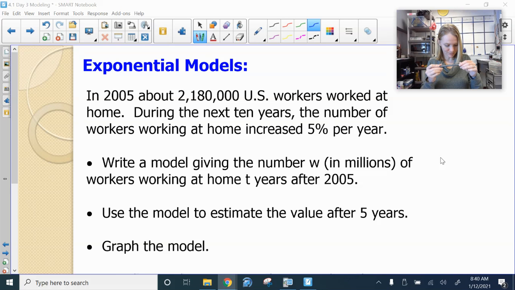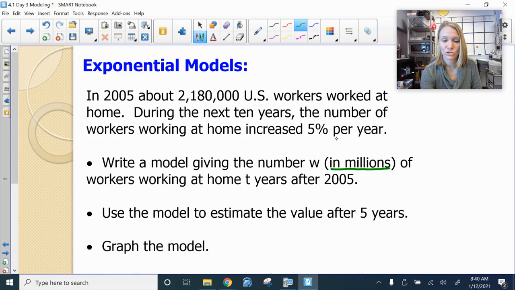Okay, so in 2005, about 2,180,000 US workers worked at home. I think that's a lot more right now. During the next 10 years, the number of workers working at home increased by about 5% per year. And then 2020 hit. Write a model giving the number W in millions of workers working at home T years after 2005. One of the things that's a little different about this problem is that it says write the model in millions.